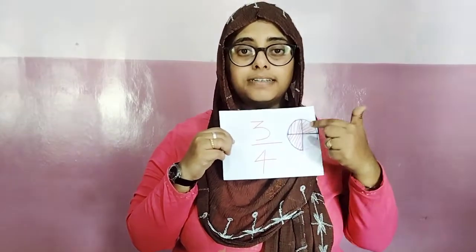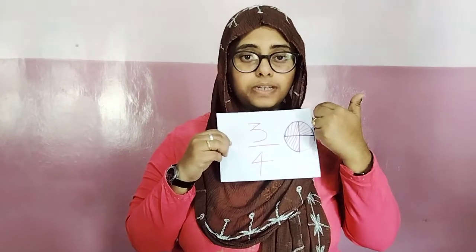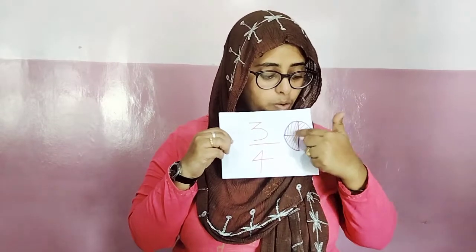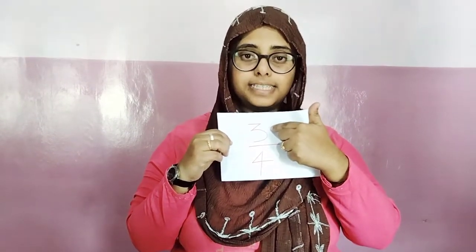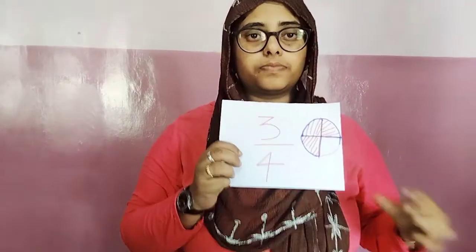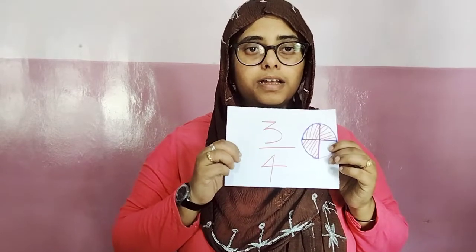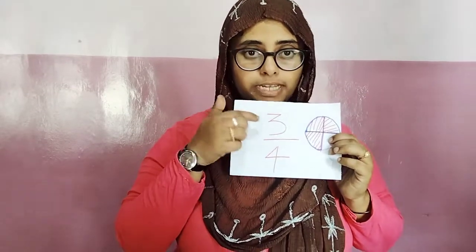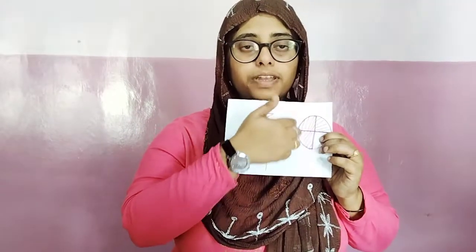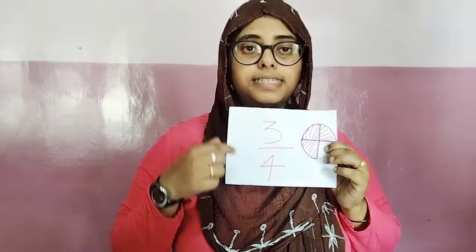This denominator represents the total number of equal parts, that is here 1, 2, 3, 4, and the numerator here is 3: 1, 2, 3. So now you know what is meant by numerator and denominator. The denominator is the total number of equal parts and the numerator is the number of equal parts taken.